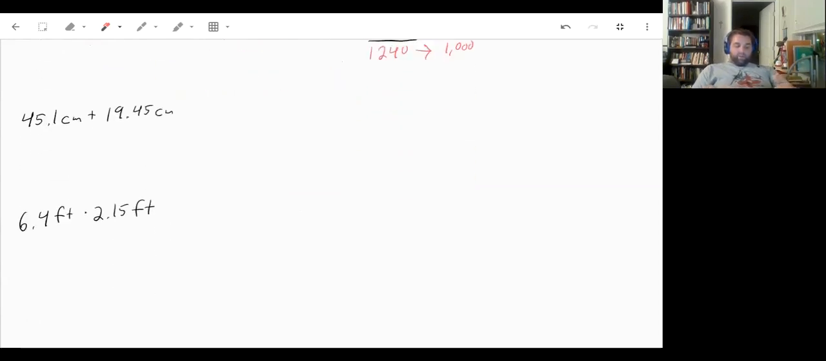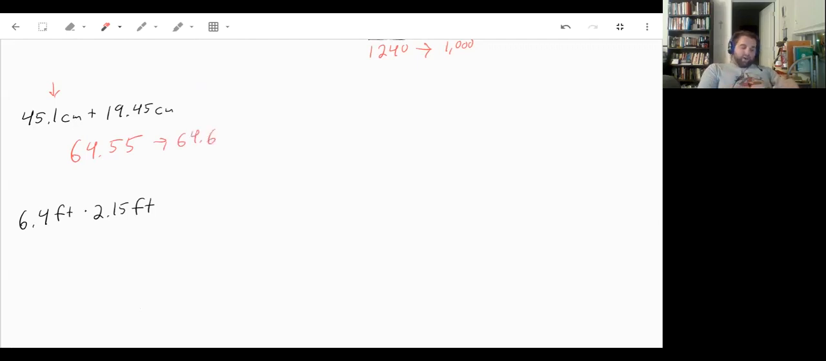So let's look at a couple more examples here. Here we're adding, so we need to round to the least accurate measurement. So 45 plus 19 is going to be 64.55, but our least accurate is just our tenths place, so we have to round to the tenths place. So that will actually round to 64.6.